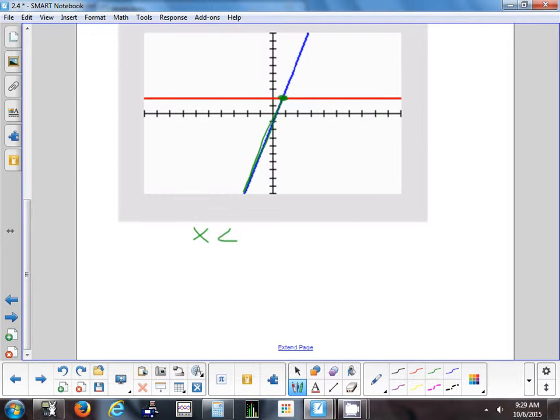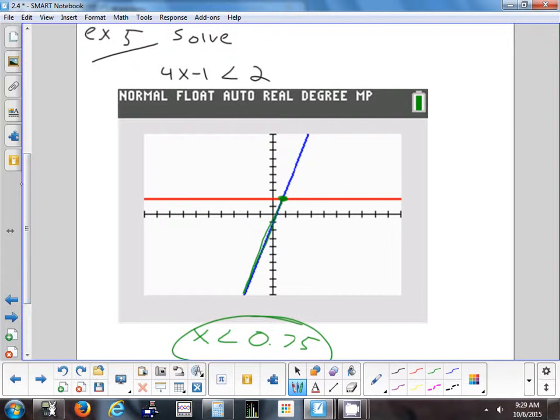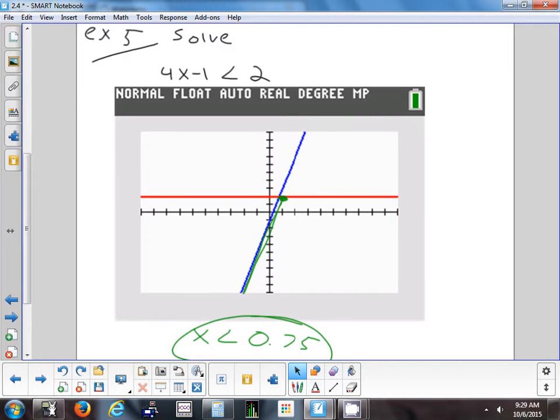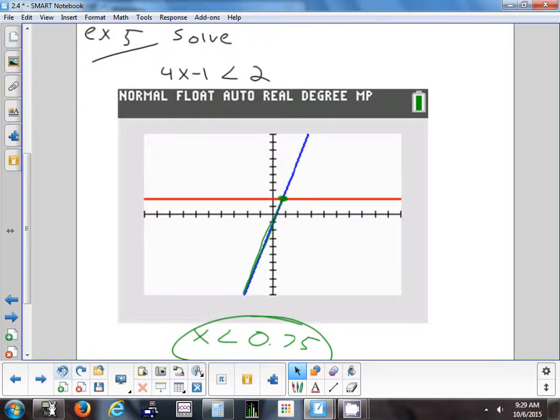Questions on doing it this way? Yep. Can you move the graph? Can I move the graph? Yeah, is there something under there? No. No. Yeah. That's it.